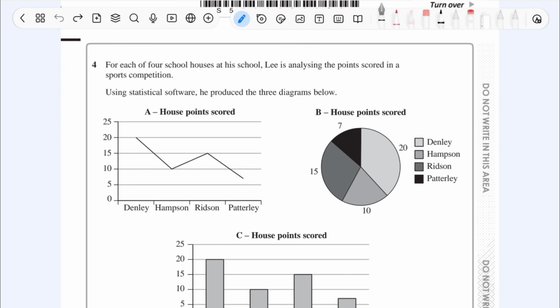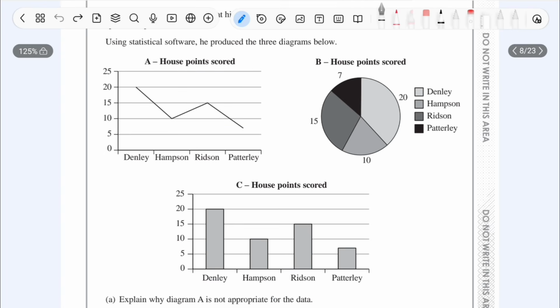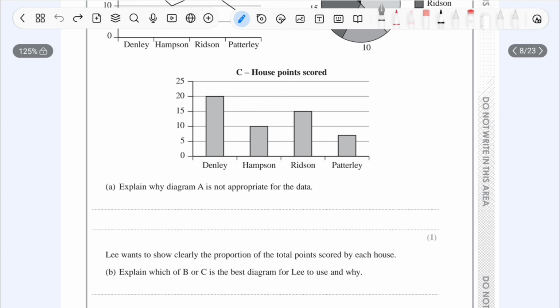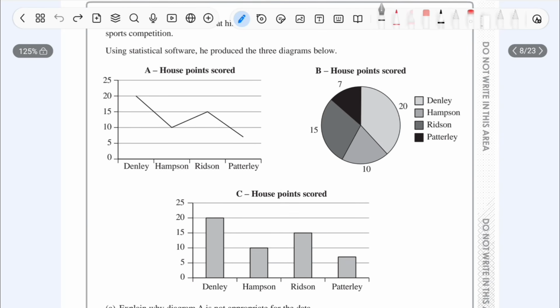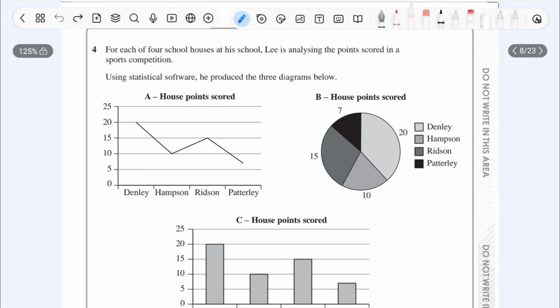Number 4. For each of the 4 schoolhouses at his school, Lee is analysing the points scored in the sports competition. Using statistical software, he produced the 3 diagrams below. What we see here is some sort of line graph, a bar chart at the bottom, and a pie chart on the right. Part A tells us to explain why diagram A is not appropriate for the data. Let's look at the data we've actually got. We've got some names, which are the house names, and we've probably got some sort of points system. So the points are here, and the names are here for each respective graph.